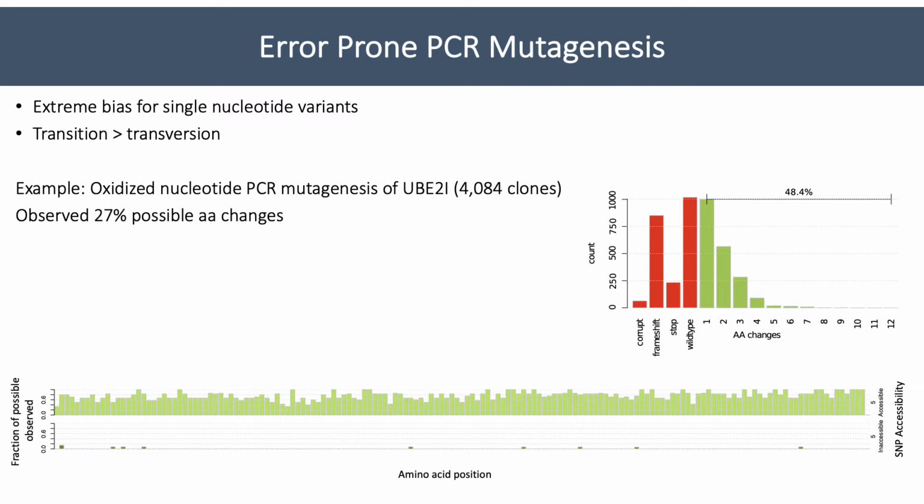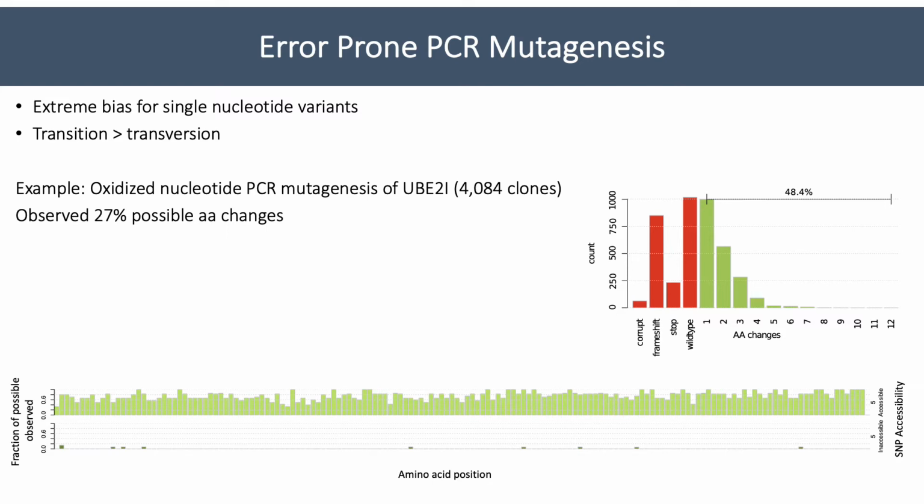On the right here, I'm showing the distribution of clones carrying various numbers of missense mutations, as well as the proportion of clones that were either wild type, carried a frame shift, or nonsense mutation. And on the bottom, just showing for each amino acid position of UBE2I, the fraction of observed missense mutations that are achievable with a single nucleotide change, or those that require 2 to 3 nucleotide changes. So you can clearly see that there are nearly no SNP inaccessible changes observed in any of these clones.